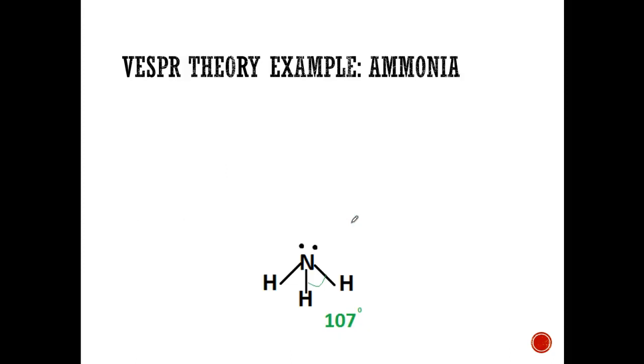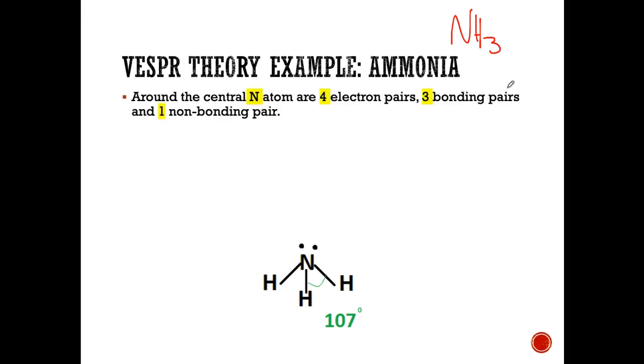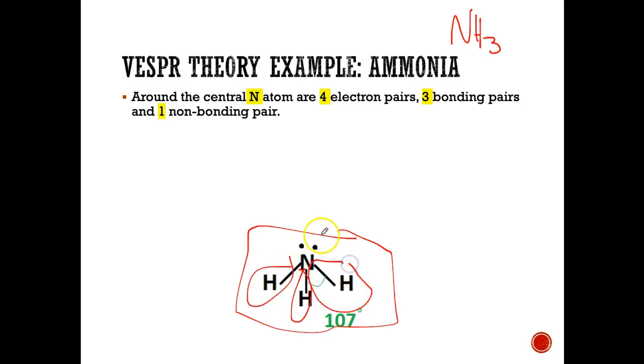VSEPR theory. So let's do an example, and this is using the scaffold that we talked about. So ammonia, and ammonia, in case you don't know, is NH3. We've talked about ammonium, which is the ion of ammonia, which is NH4+. So we go around the central atom, the central nitrogen atom, because it requires more valence electrons. There are 4 electron pairs, 3 bonding pairs, and 1 non-bonding pair. So you look at this down here. This is ammonia. It's got 3 bonding pairs, 1, 2, 3, and it's got 1 non-bonding pair up there.